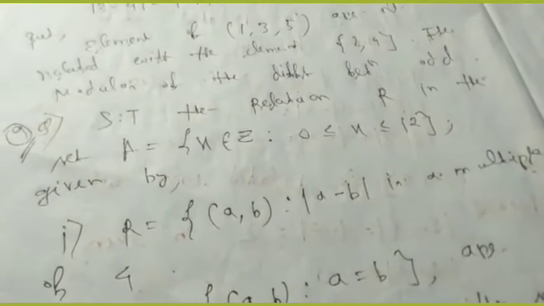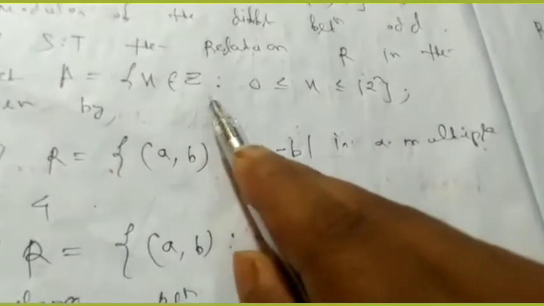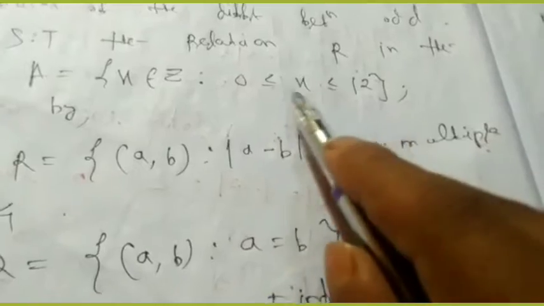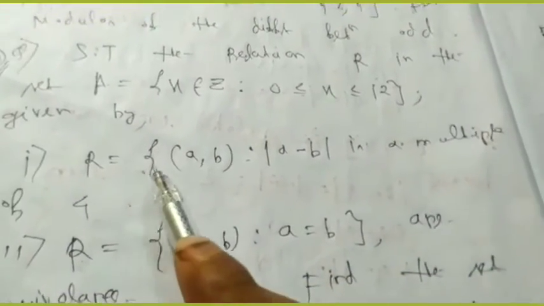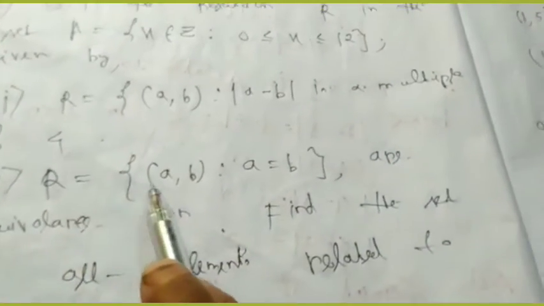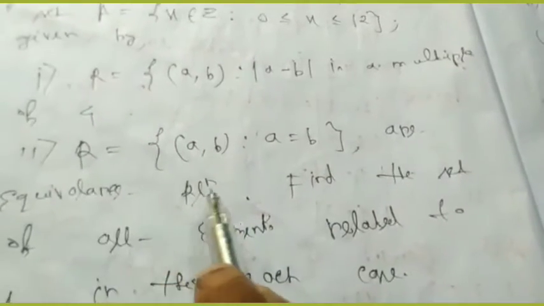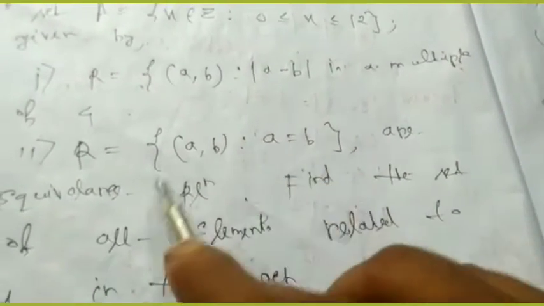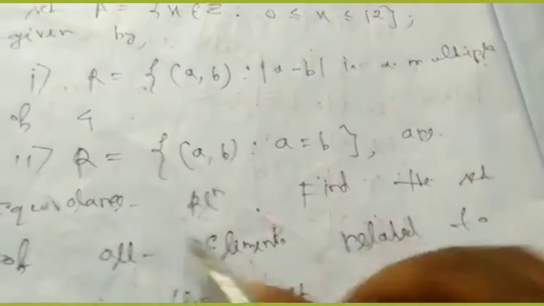I had already given the PDF where I clearly said that I'm going to solve questions number 9 to 12. So let's see the first one. The relations are in the set A, where x belongs to Z and the range is from 0 to 12. The first relation is R equal to {(a, b) : |a minus b| is a multiple of 4}, and the second is R equal to {(a, b) : a equal to b}. We need to show that they are equivalence relations, that means each should be reflexive, symmetric and transitive.